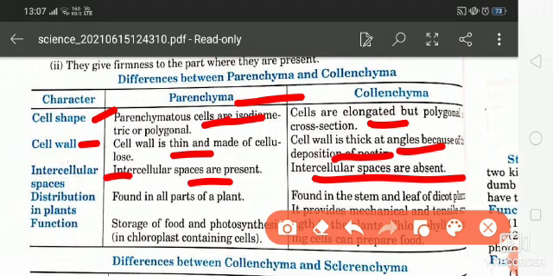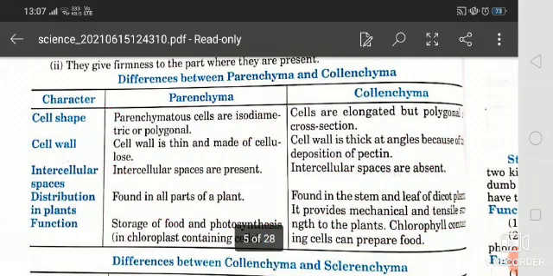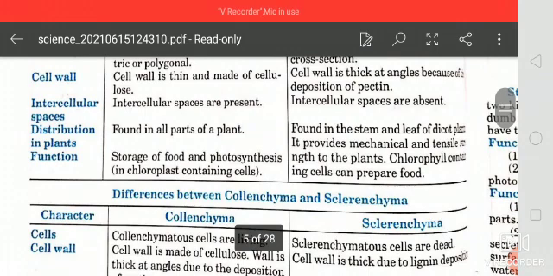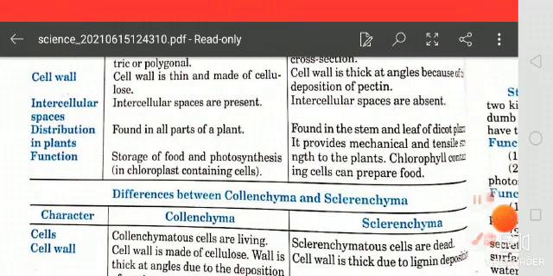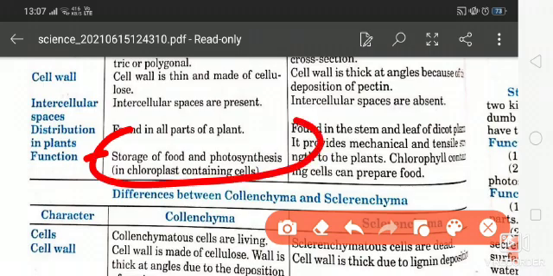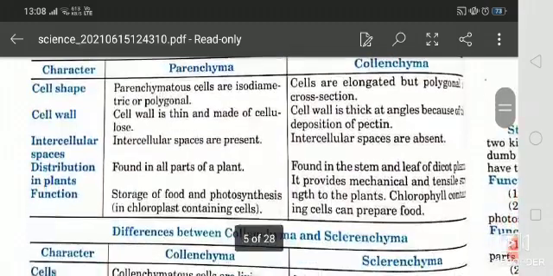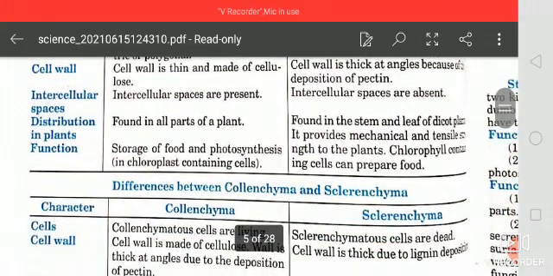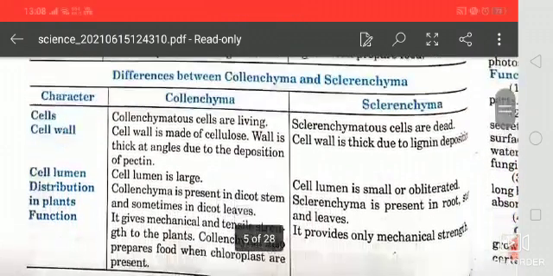And distribution: parenchyma is found in all parts of the plant, and collenchyma is found in the stem and leaf of dicot plants. Now students, monocot and dicot plants: where two cotyledons are present, that is called a dicot. Next, its function is storage of food and photosynthesis in chloroplasts. It is very important in parenchyma, and in collenchyma, the chlorophyll containing cells can prepare the food.